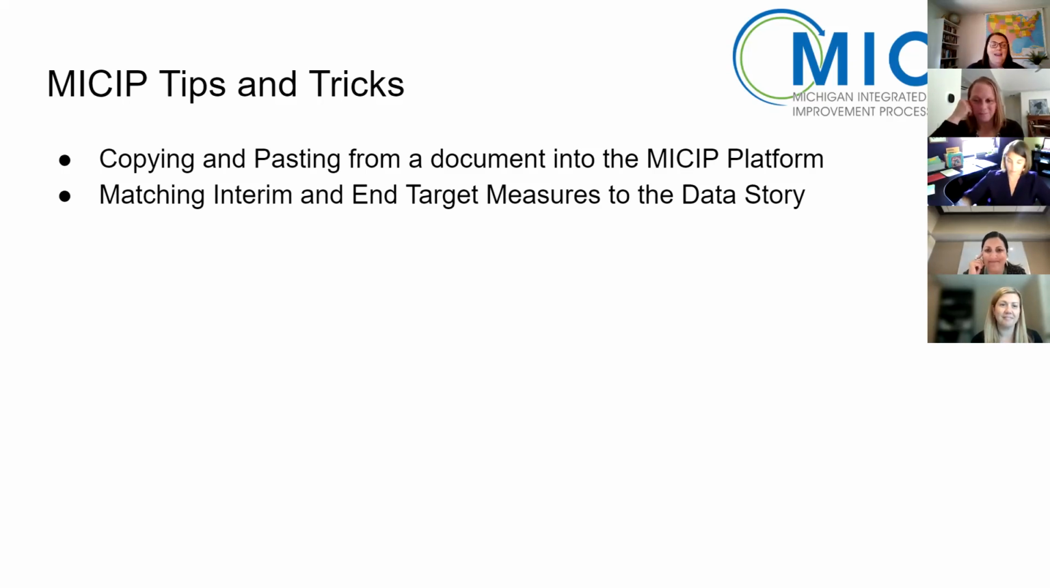And then finally, when you determine your measurable goal, you set your interim and end target measures, and those need to match a data source that you have in your data story. If for some reason through your root cause, you've determined that maybe you need to create a survey to collect some data that would be valuable to determine if you're making progress towards your goal or not.